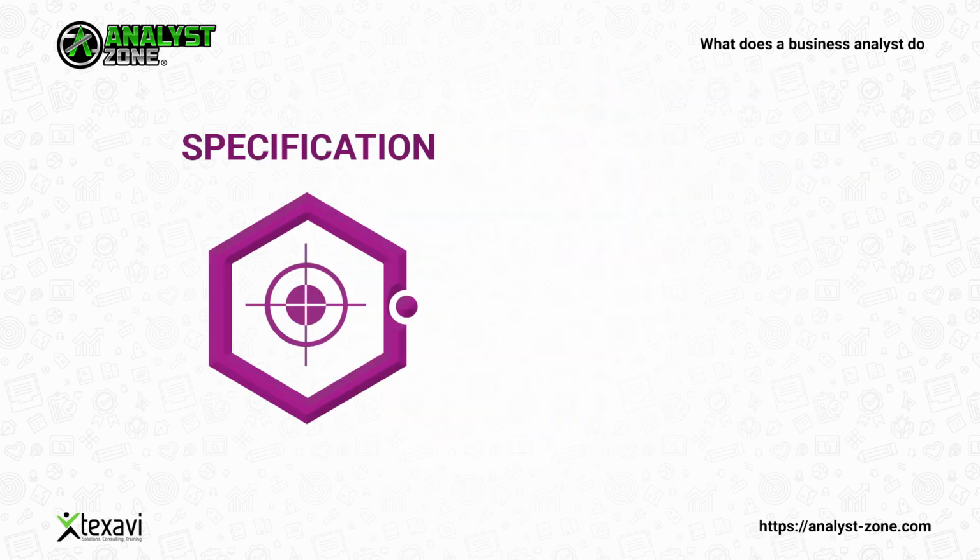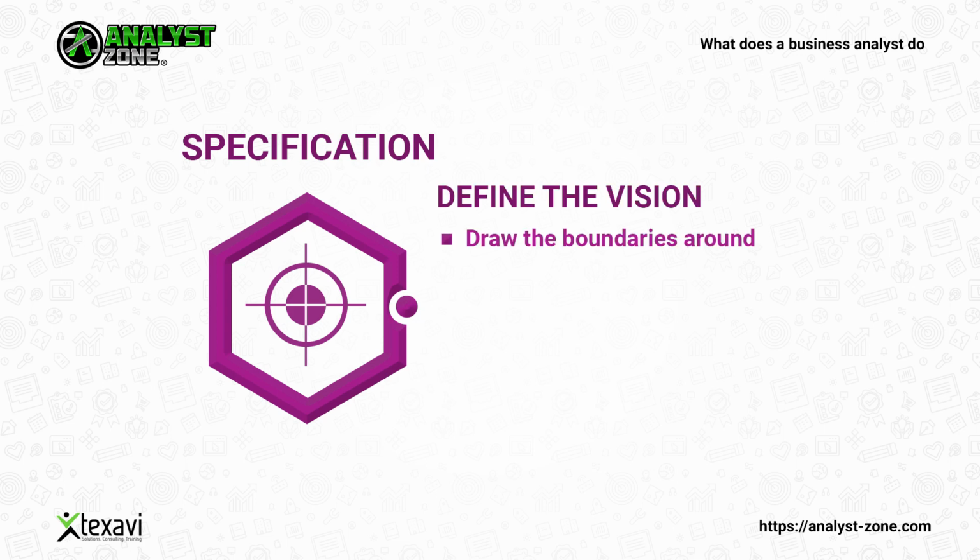Let's move on to the next one, the specification. A clear definition of what to do as opposed to the implementation thinking of how to do. Remember, we are still in the problem space and not solution space. Define the vision. Draw the boundaries around the big outlines within which the current situation operates. Define the scope, not just what is in scope, but also, more importantly, what is out of scope.